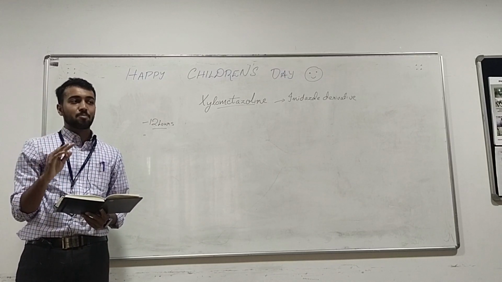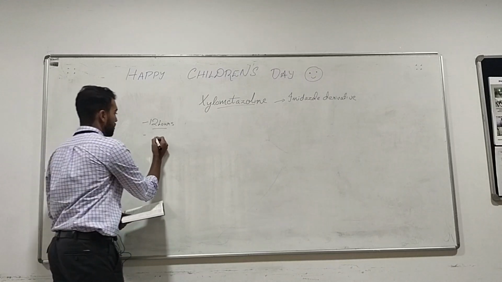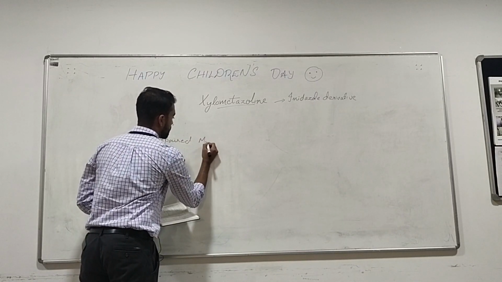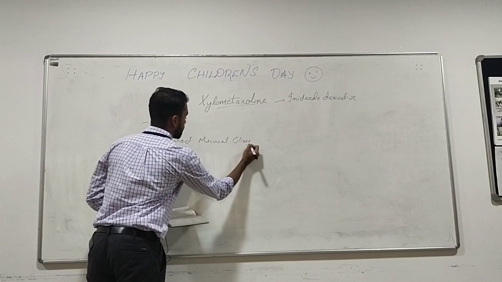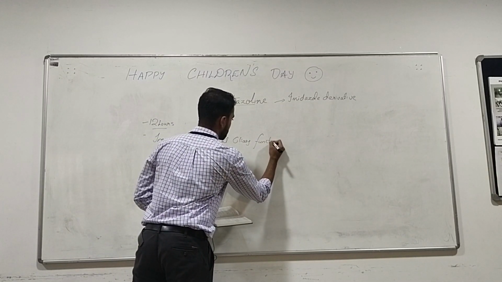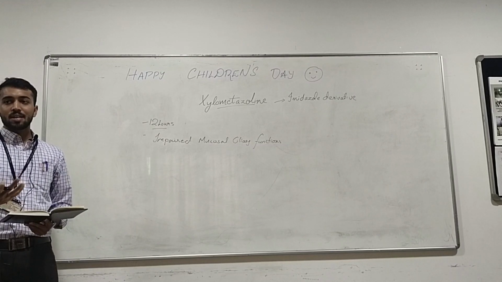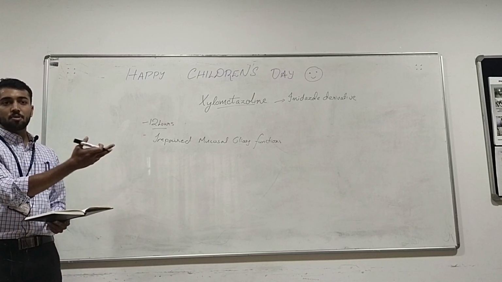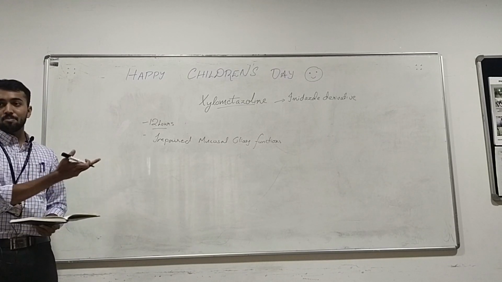Three things can happen if you take this particular drug regularly. One thing is impaired mucosal ciliary function. What is the function of the mucosal cilia? Anyone? It clears the mucus from the lungs. That is the function. So if you use it continuously, or more than what it has to be given, this is what will happen: impaired mucosal ciliary function.